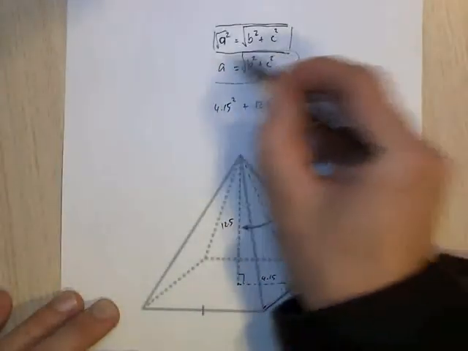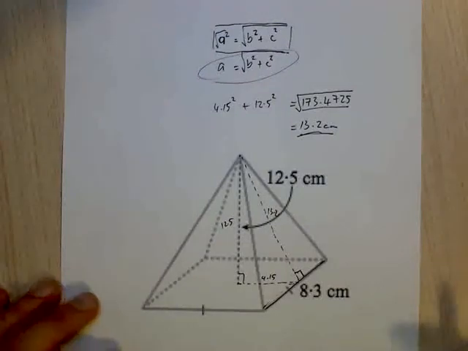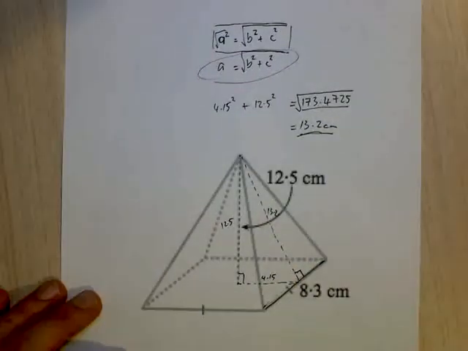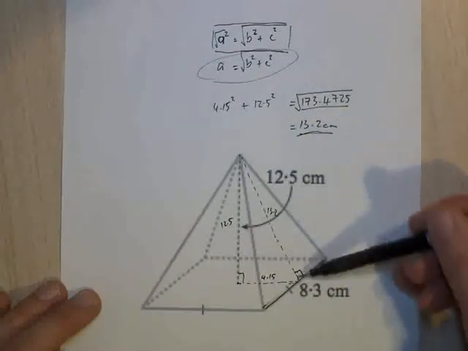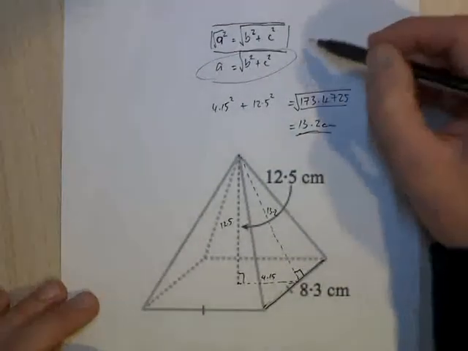Have a go and see how you go with the questions in the book in regards to finding the surface area of a pyramid where they haven't given you that perpendicular height. So you have to actually find that using Pythagoras' theorem. Good luck.